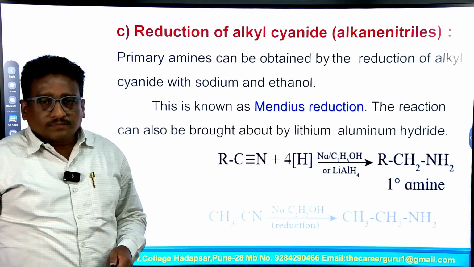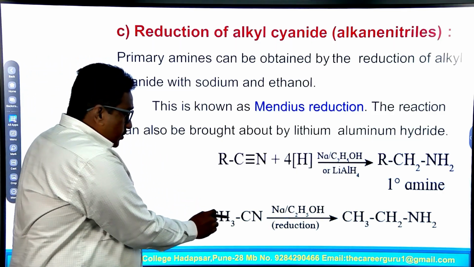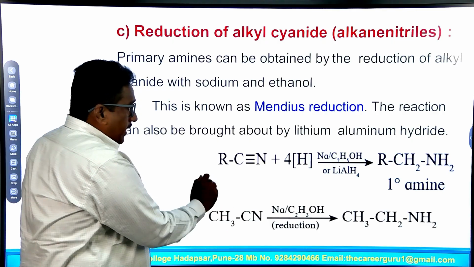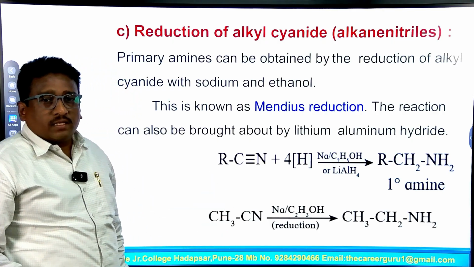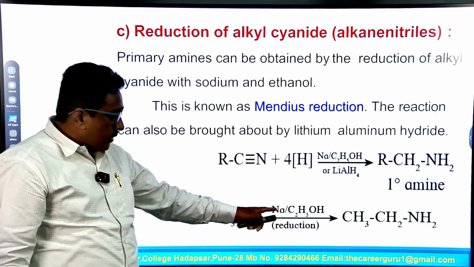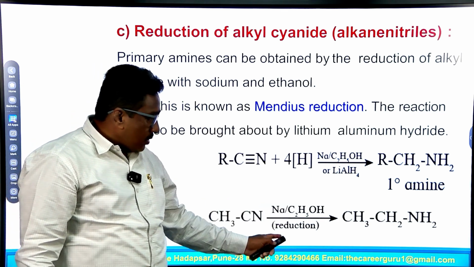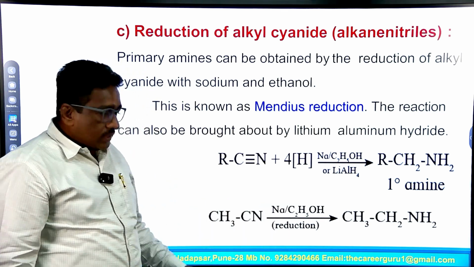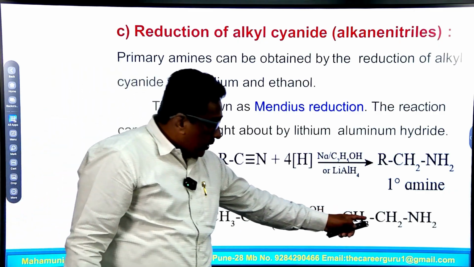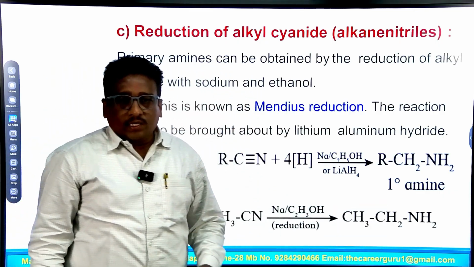For example, CH3CN, methyl cyanide, also called ethane nitrile, reacts with sodium in ethanol. This is the reduction method, and the CN group is converted into CH2NH2.